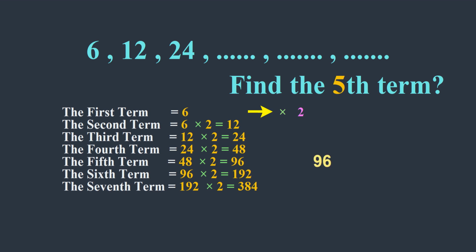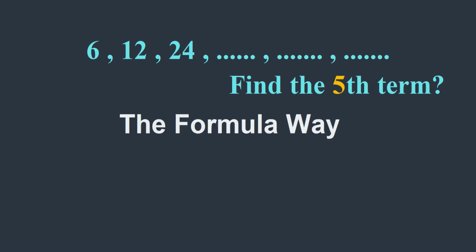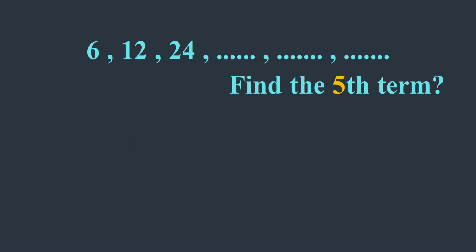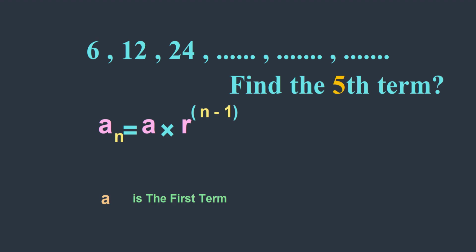And this is the solution by using the manual method. Let's solve the problem by using the second method, which is called the formula way. We have a geometric sequence and we can use the rule a_n equals a times r to the power n minus 1, where a is the first term and r is the common ratio and n is the required term.